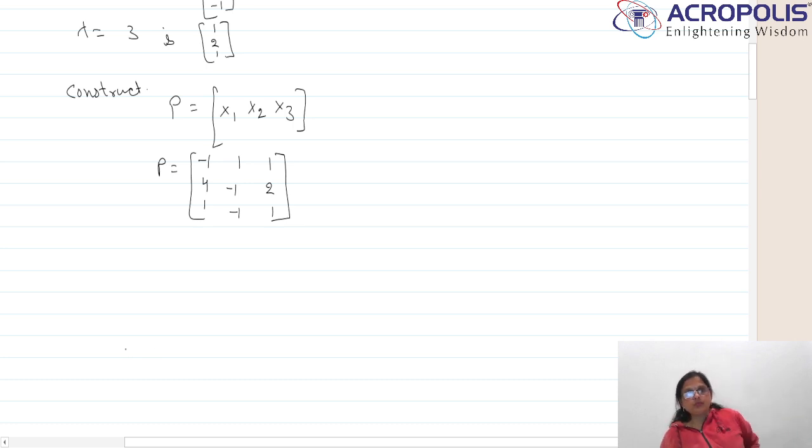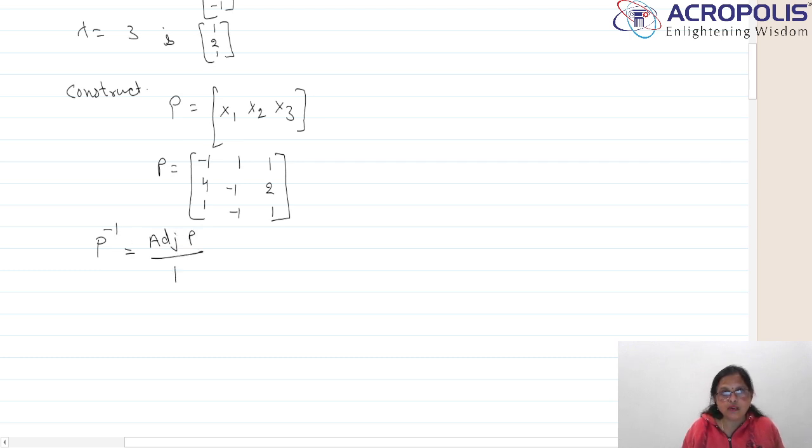Now if we jump to step 4, it is to find P inverse with the help of any method. Here we use the formula method. So P inverse is equal to adjoint of P upon determinant of P. So first we find the adjoint of P. Adjoint of P is equal to the transpose of the cofactor matrix.